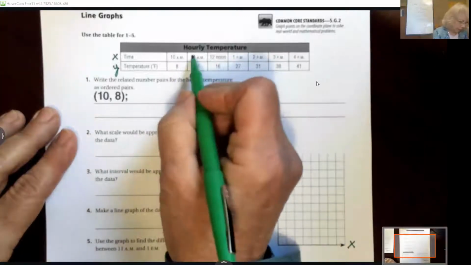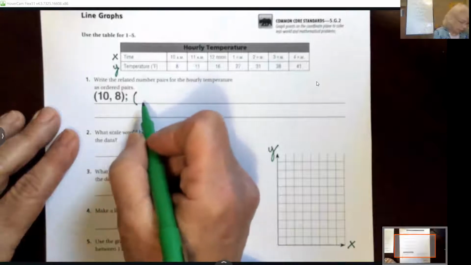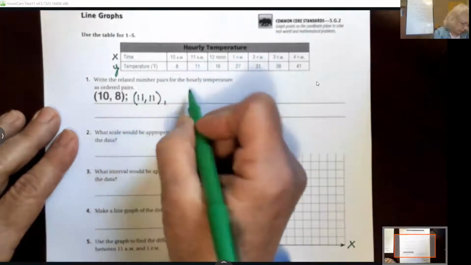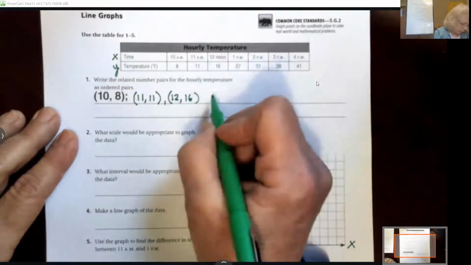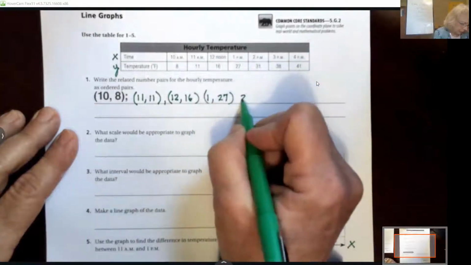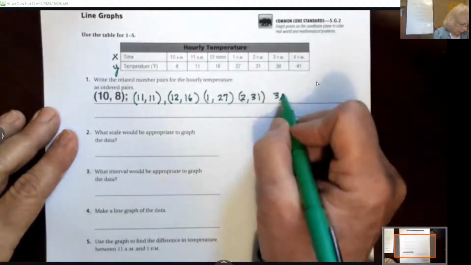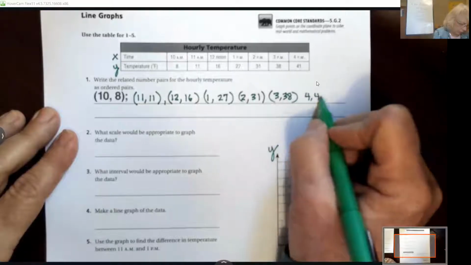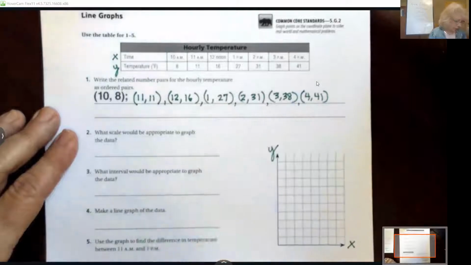So we're going to go ahead and take this information and put it in the format of ordered pairs. So this next one is 11, 11. Then it's 12, 16. Then 1, 27. Then 2, 31. Then 3, 38. And lastly, 4, 41. I'm just going to put a little comma between them so I know they're a set of ordered pairs.